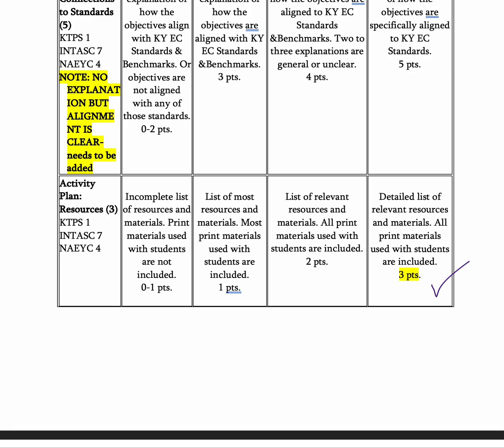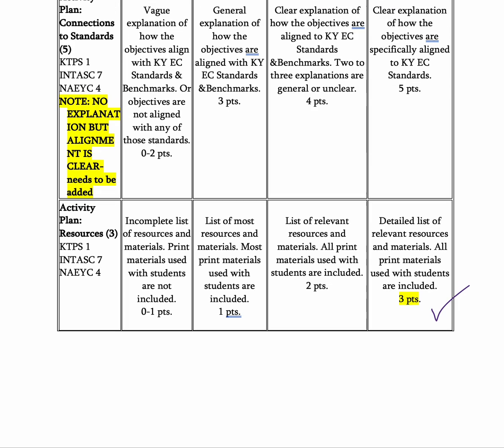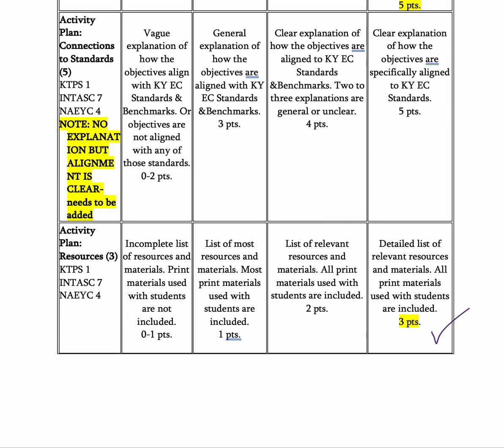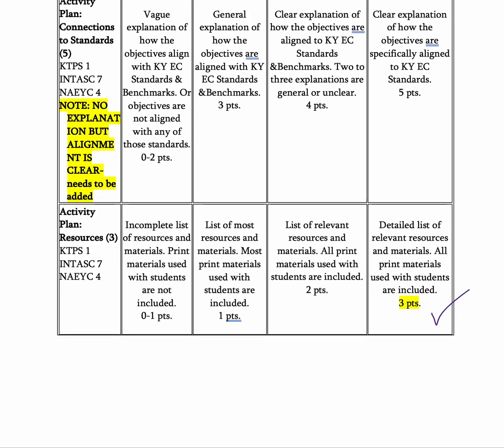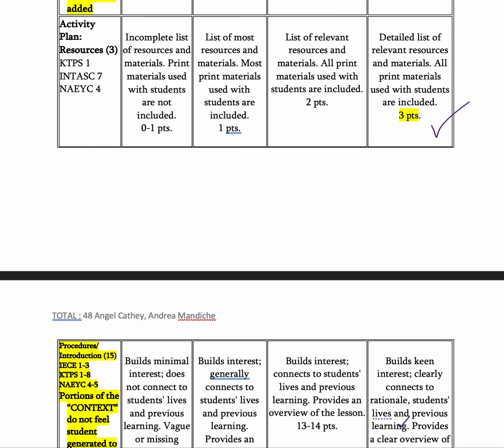So you had the alignment. It made sense to me. Your objectives and your standards made sense to me. And your behaviors that you were looking at and your objectives were measurable. So that was all really good. But the 5 points was lost because there was no explanation about how they were connected. So that's the explanation for that.